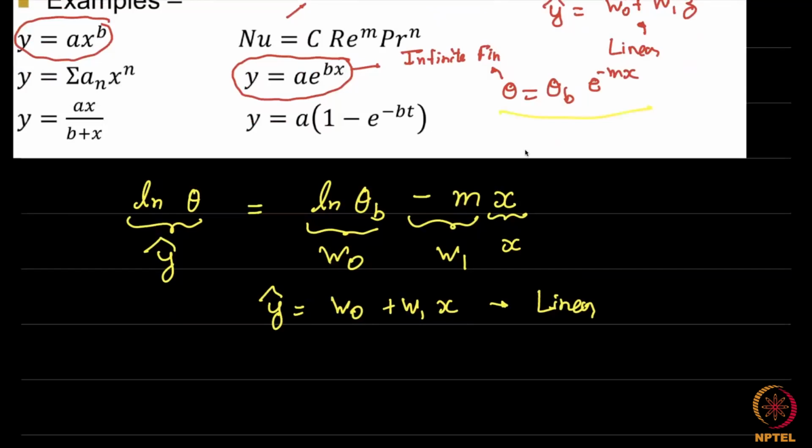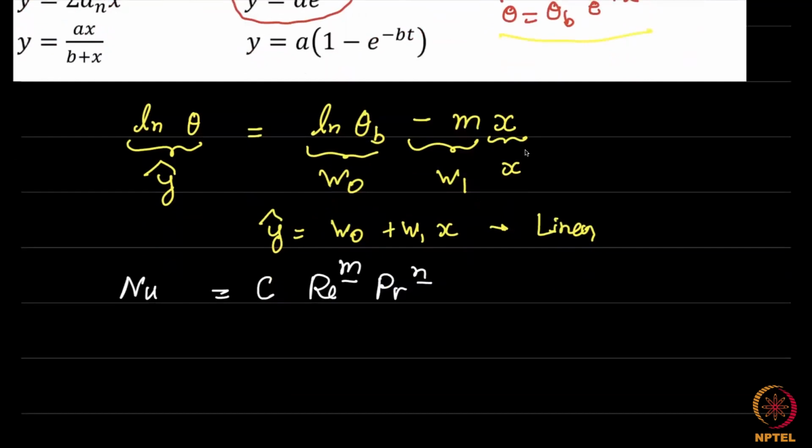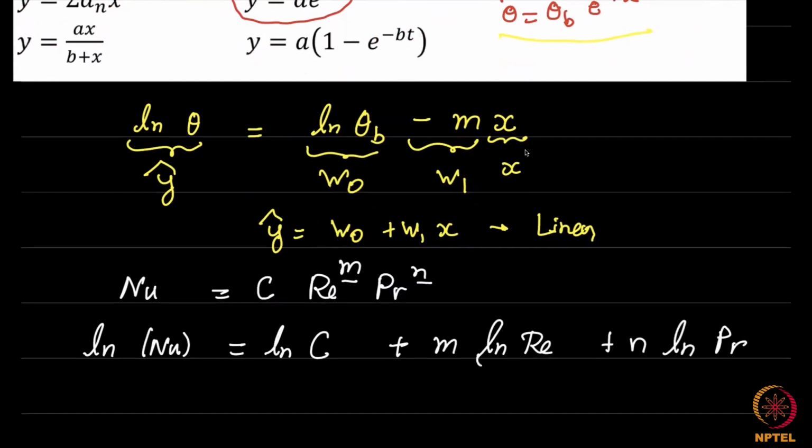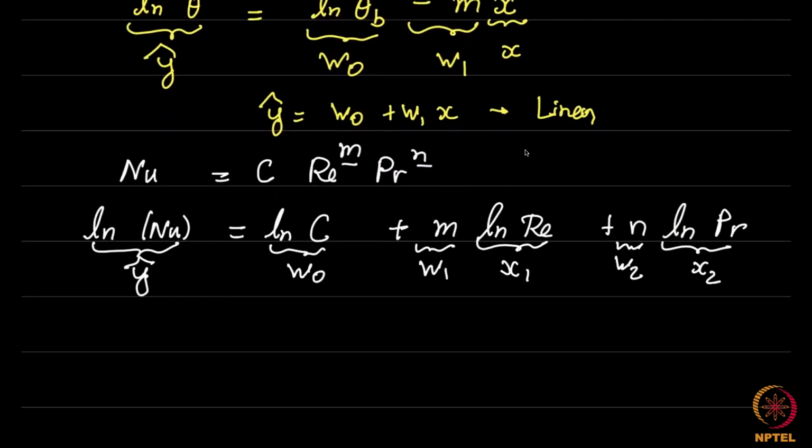So if we take that case and we do a Nusselt number equal to some constant Re power m, Prandtl number power n, and we wish to determine what m and n are using a lot of data points. Again, we take a logarithm. Logarithm of Nusselt number is logarithm of c plus m times logarithm of Reynolds number plus n times logarithm of Prandtl number. This we can call x1. This we can call x2. This is w1. This is w2. This is w0. This is y hat. And just renaming these variables gives you y hat equal to w0 plus w1 x1 plus w2 x2.